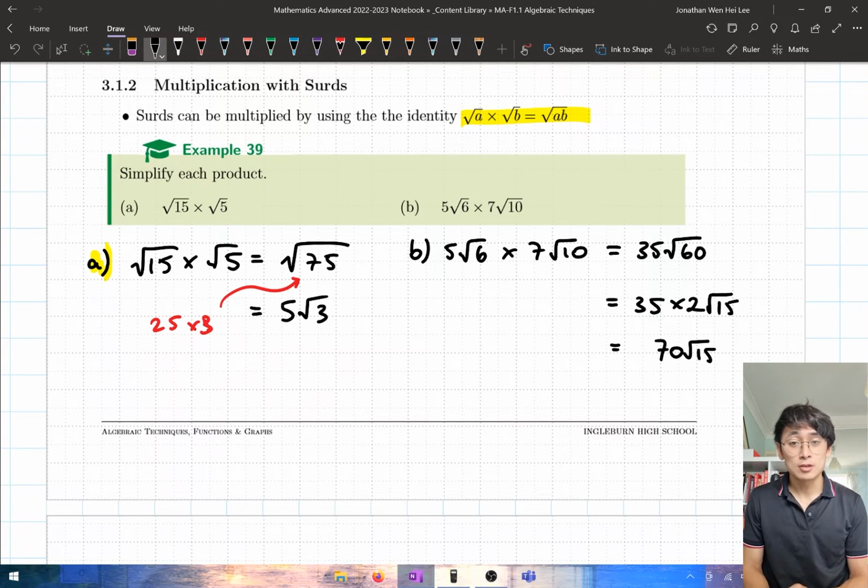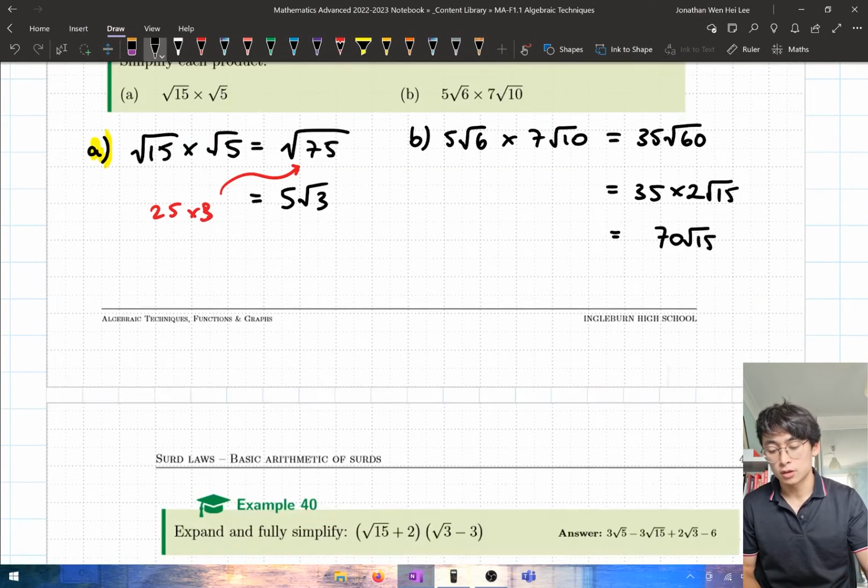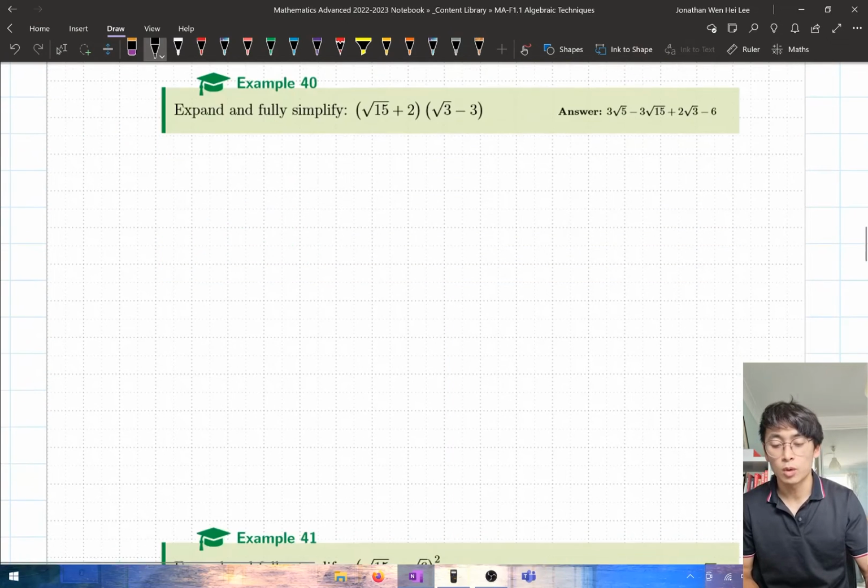Okay, we can also extend this with binomial products. So if you remember, we used the crab claw or the FOIL method to help us expand expressions where there are brackets involved. So we can actually do that with surds as well.